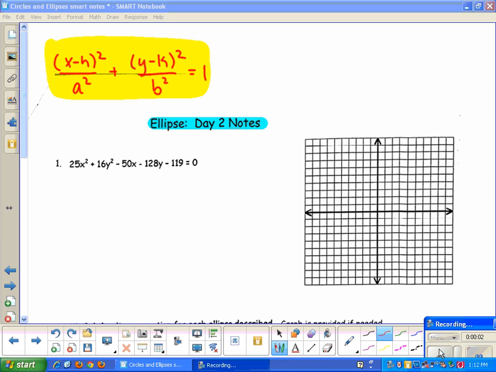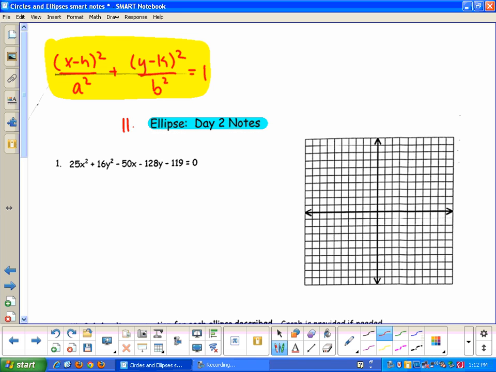So we're still in section 11.1. This is ellipses day 2 notes. Just recall above that we have the equation for an ellipse, x minus h quantity squared divided by a squared plus y minus k quantity squared divided by b squared equals 1. And remember, when we're doing these equations, we want to have it in this form. The center of my ellipse in this case would be, of course, remember, h comma k.